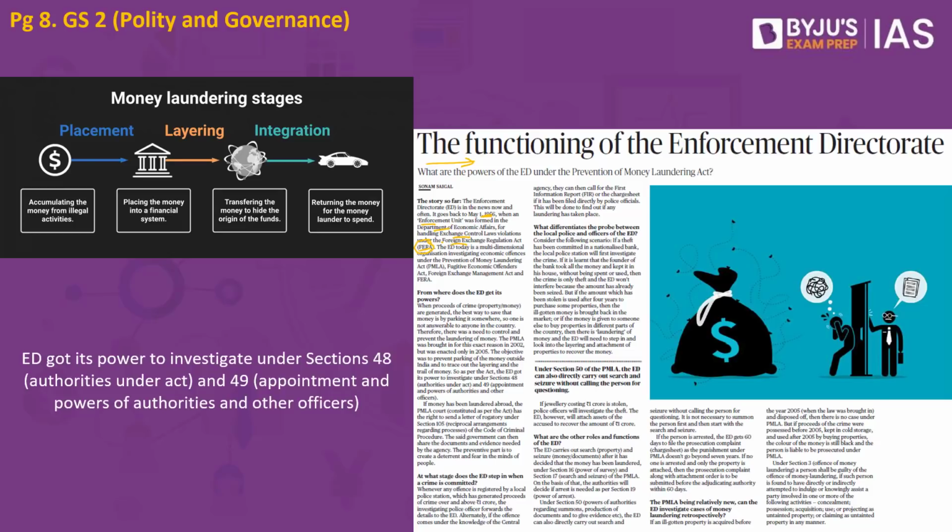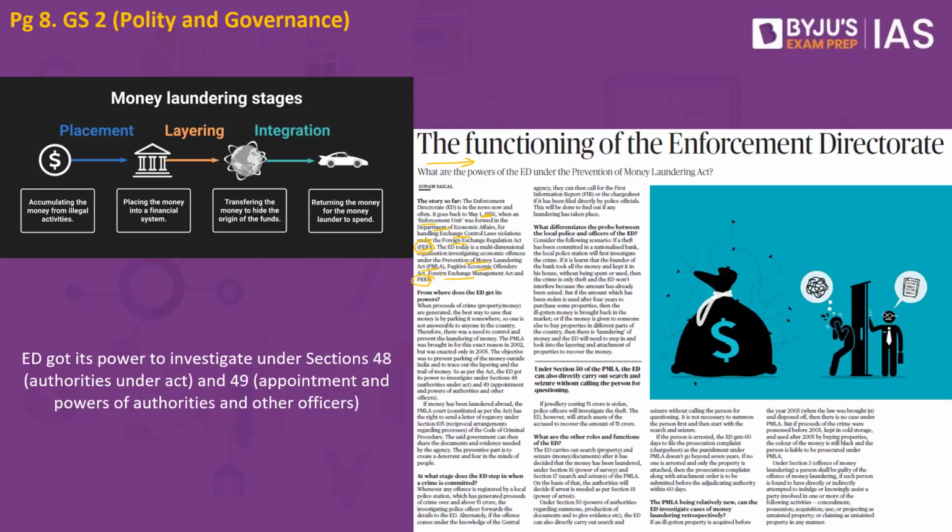Over a period of time, the Enforcement Directorate has also become part of multiple other laws as well. What are these laws? Let's say, for example, we have the Prevention of Money Laundering Act, the Fugitive Economic Offenders Act, the Foreign Exchange Management Act, and FERA. So initially, which was only part of FERA, it has now expanded its role and is part of multiple other statutes as well as laws.